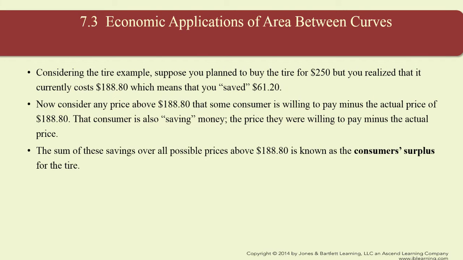Now let's say for all these consumers out there that were willing to pay more than $188.80, all of them are getting a savings. When we add up all those savings, the sum of all those savings is known as the consumer surplus. So if you had 5 people and all 5 people were willing to pay more than $188.80, whatever they were willing to pay, you take that price, subtract the $188.80. That's what each individual consumer would have, quote, saved. You add them all together, and that gives the cumulative. It gives the total consumer surplus for that tire.